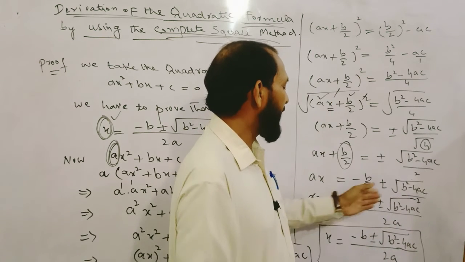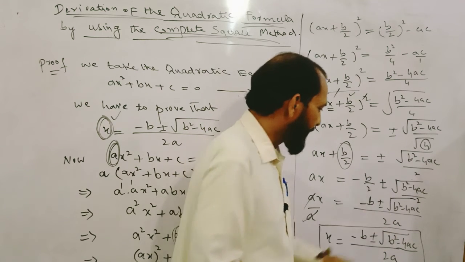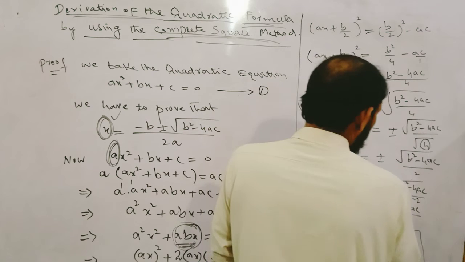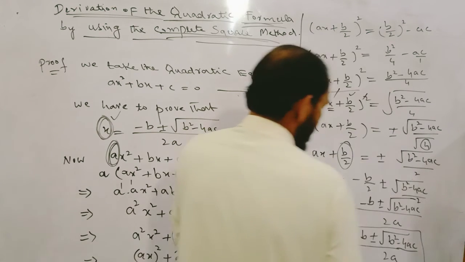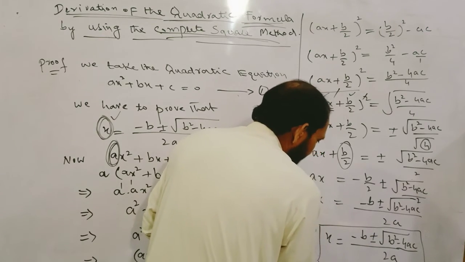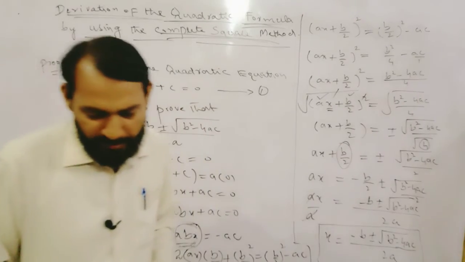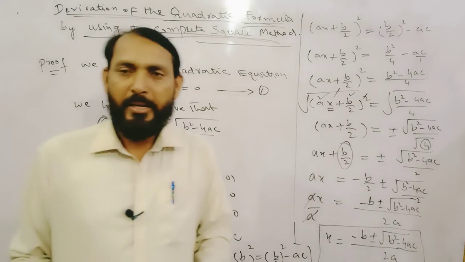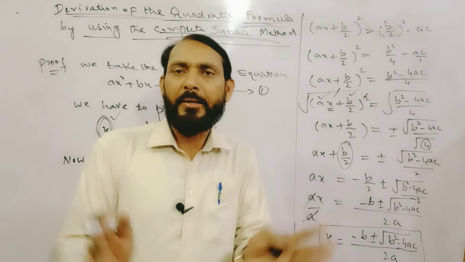Next step we have simplification. Both the values have the denominator. We take the LCM to be a. After this, a is divided on both sides, and then we get the final result. I hope all the students learn this method, which is so simple and not complicated.